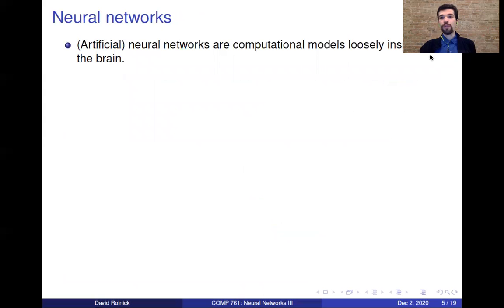So neural networks in general are computational models which are loosely inspired by the brain. And we're going to look at deep learning and specifically feed-forward fully connected networks today. So there are a lot of different kinds of neural networks, and not all of them are even this kind of computational model. There are many different computational models.